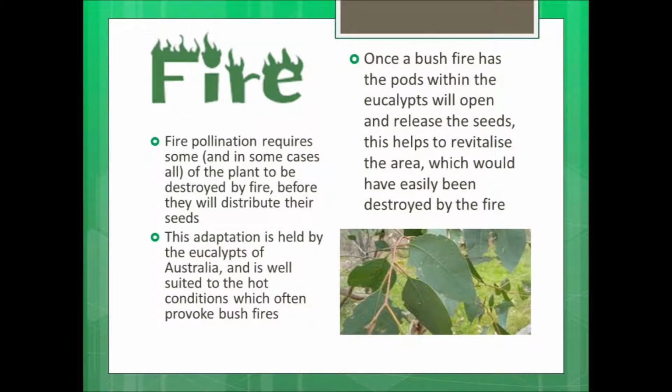Eucalypts are quite different in that they are adapted to the hot Australian outback very accurately, specifically through their flourishing after a fire. Once a fire has burned all or part of the plant, the capsules encasing the seeds open and release the seeds for distribution.